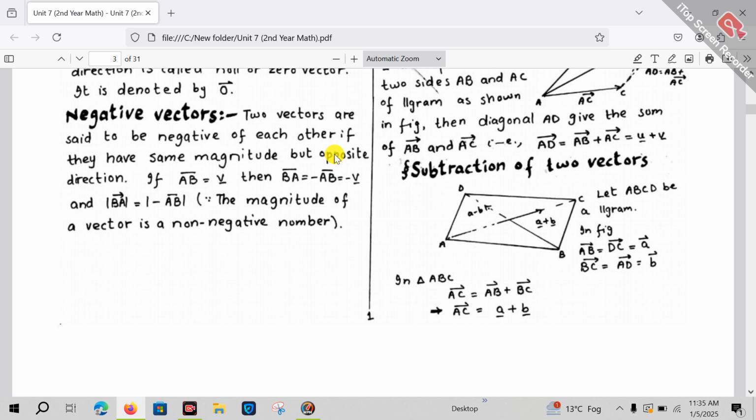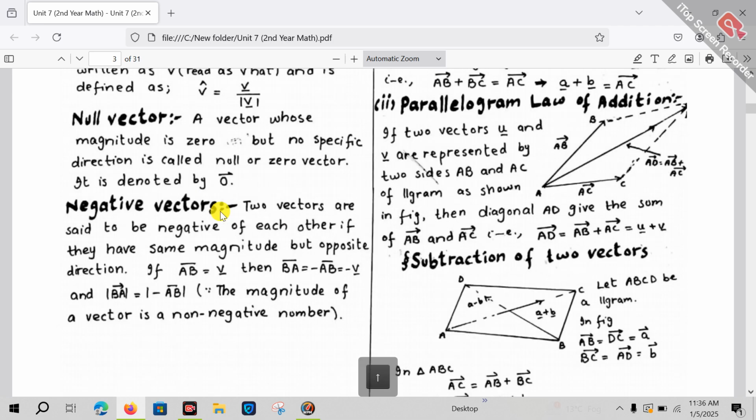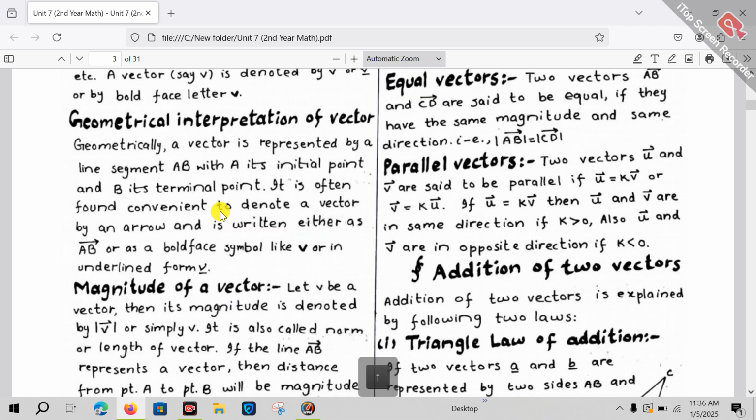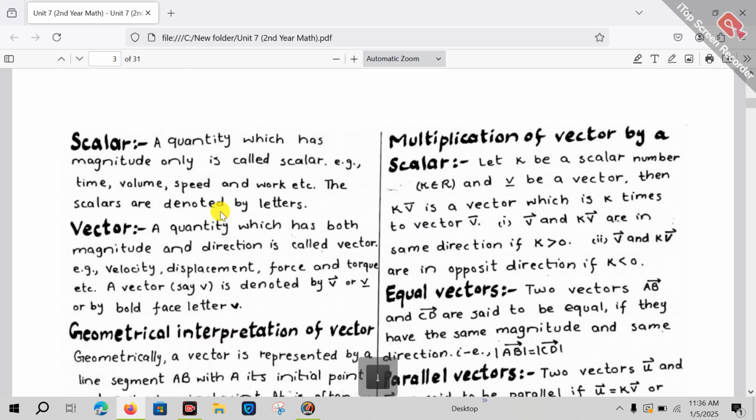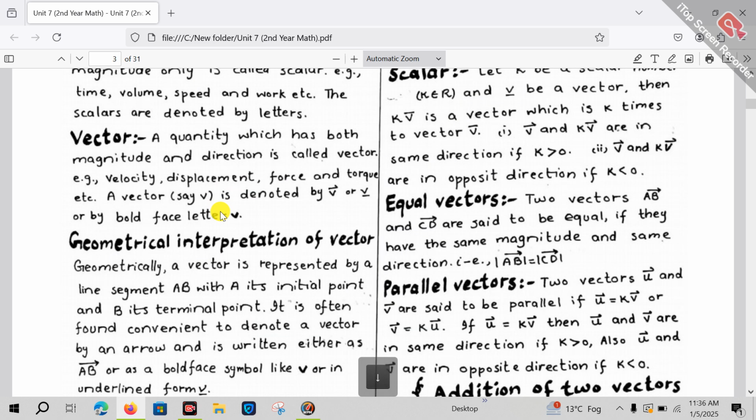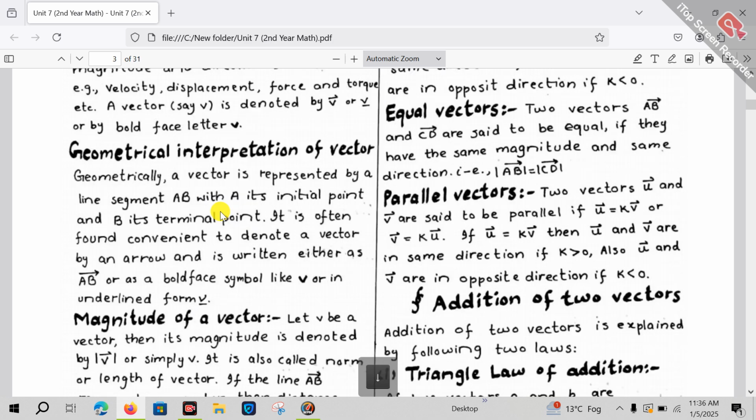So here we define it easily. Let us look at how negative vectors can be defined. Two vectors are said to be the negative of each other if they have the same magnitude but opposite direction. Whenever two vectors have the same magnitude but are opposite in direction, these two vectors are said to be negative of each other. And this is a simple formula to know whether these vectors are negative of each other or not.